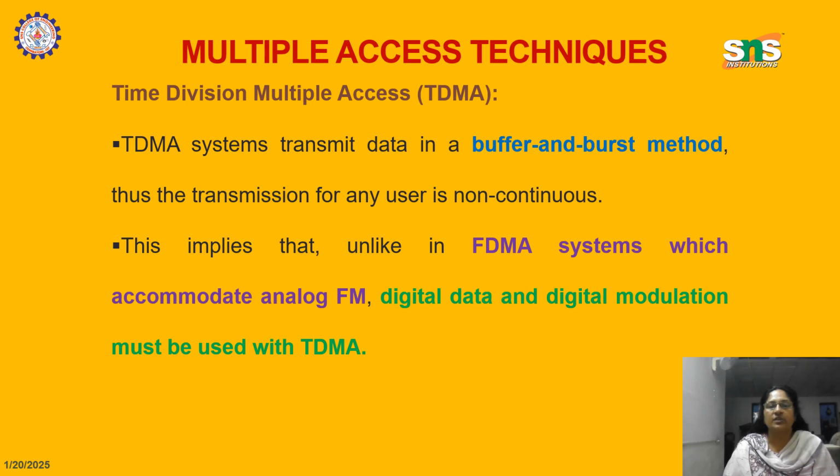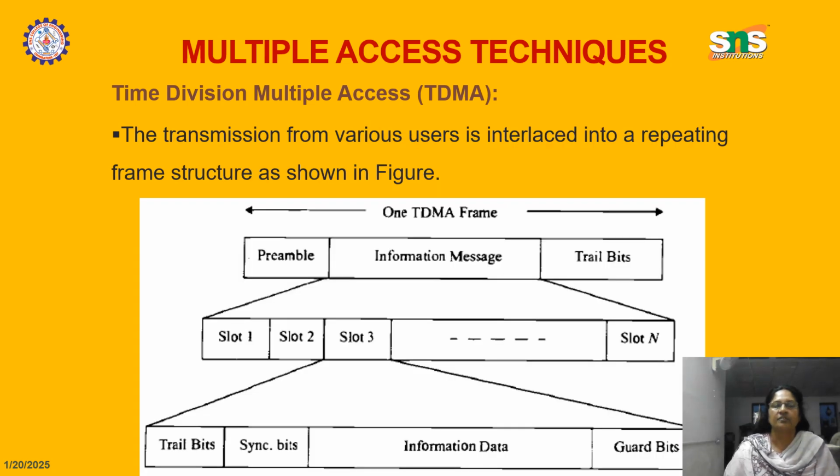TDMA systems transmit data in a buffer and burst method, thus the transmission for any user is non-continuous. This implies that unlike the FDMA system, which accommodates analog FM, digital data and digital modulation must be used with TDMA. We discussed this in the first slide itself. So analog signals usually go for FDMA, and only digital signals and digital modulation must be used with TDMA.